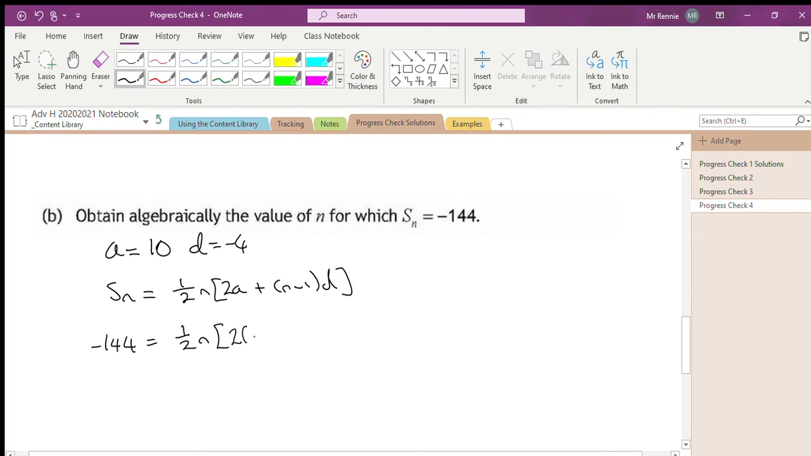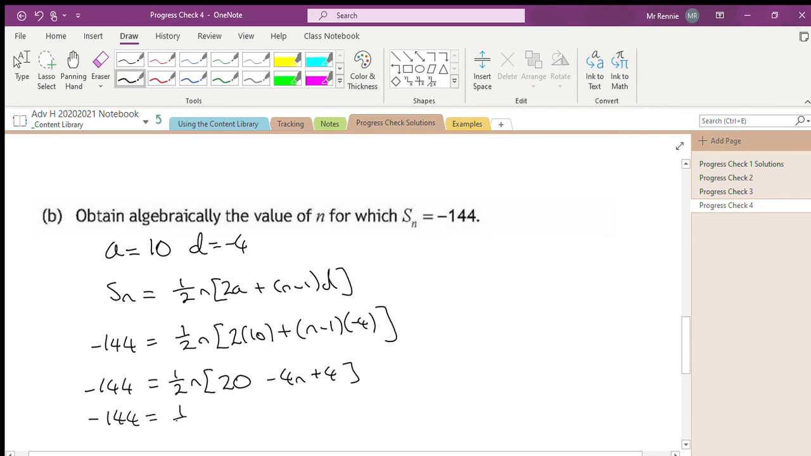Multiplied by 2 lots of A, that's 2 lots of 10, plus n minus 1, again we don't know what n is, multiplied by negative 4. Okay, so we've got a bit of tidying up to do here. So we get negative 144 equals, well, I'm going to deal with what's inside my main bracket first. So if I tidy up everything here, what that quickly comes down to is 2 times 2 lots of 10 will give me 20. Multiply this out, that'll be minus 4n, minus 4 plus, the times negative 1 will be plus another 4 there. So negative 144 equals a half of n times by 24 minus 4n there.